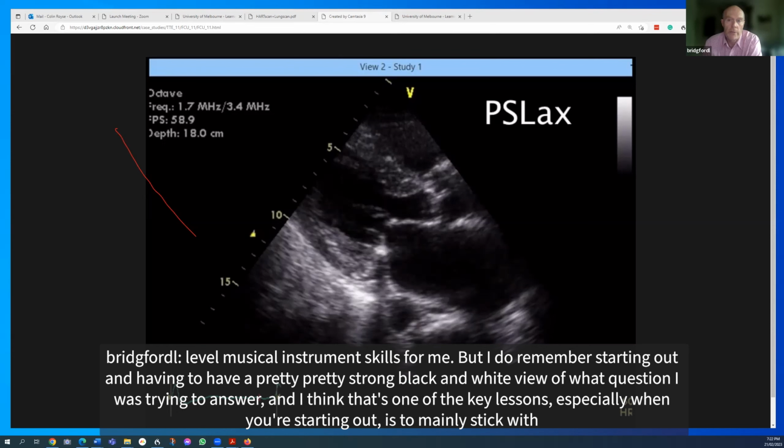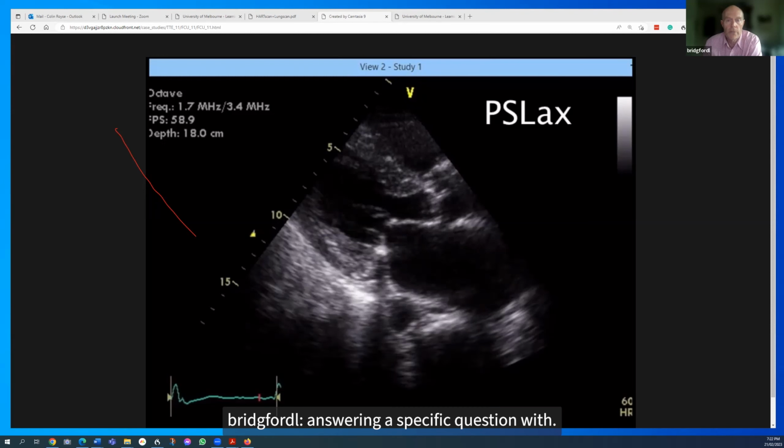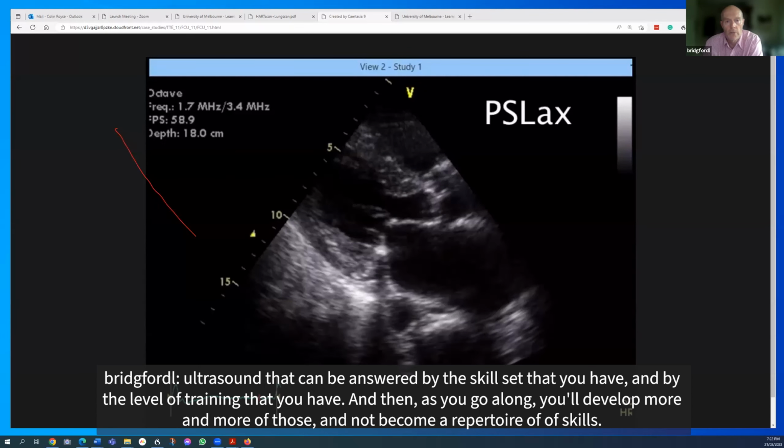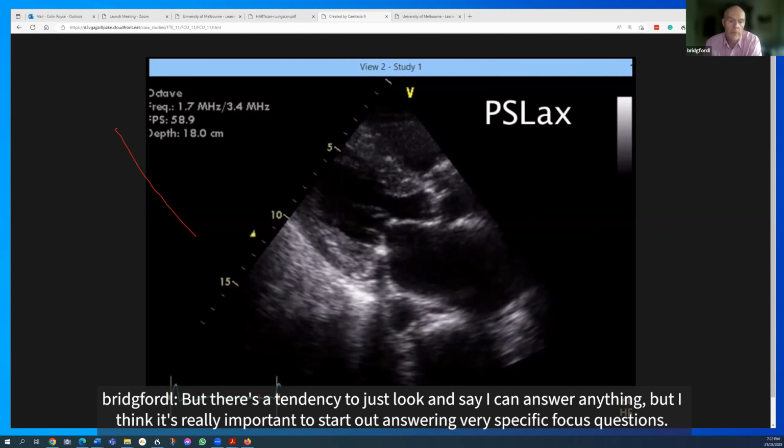And I think that's one of the key lessons, especially when you're starting out, is to mainly stick with answering a specific question with ultrasound that can be answered by the skill set that you have and by the level of training that you have. And then as you go along, you'll develop more and more of those and they'll become a repertoire of skills. But there's a tendency to just look and say, I can answer anything, but I think it's really important to start out answering very specific focused questions.